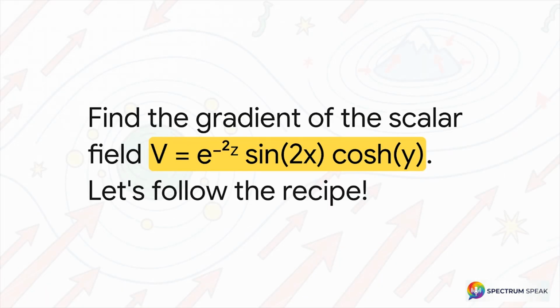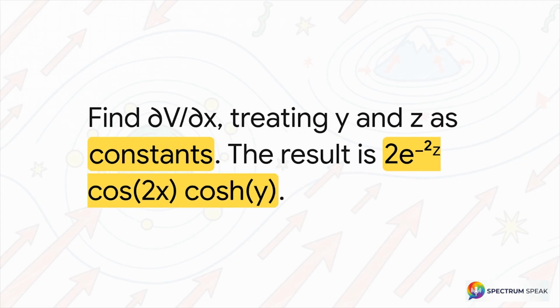Here is our scalar field V. We're going to find its gradient by simply following the Cartesian recipe. That means we'll find the partial derivative for the x direction, then the y, and then the z. Let's just take it one piece at a time. First up, the x component.